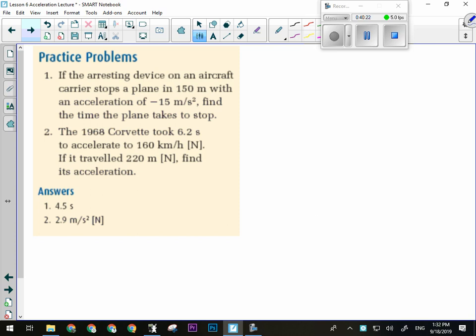Try both of those. You can do number one. It's asking you to solve for t, but the plane is actually being stopped. So VF is 0. Okay, watch up here, guys. So question number one: we've got an arresting device that's stopping a plane. So we know VF equals 0 meters per second. It does that in 150 meters with an acceleration of negative 15 meters per second squared.